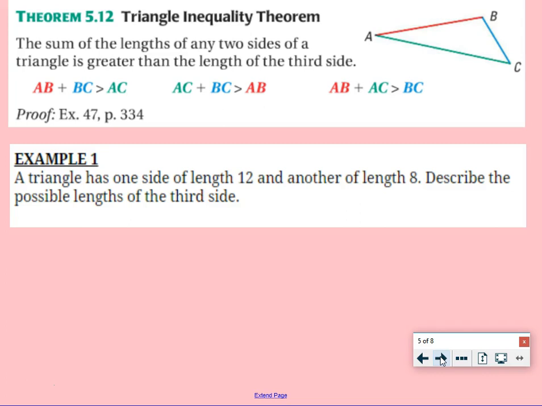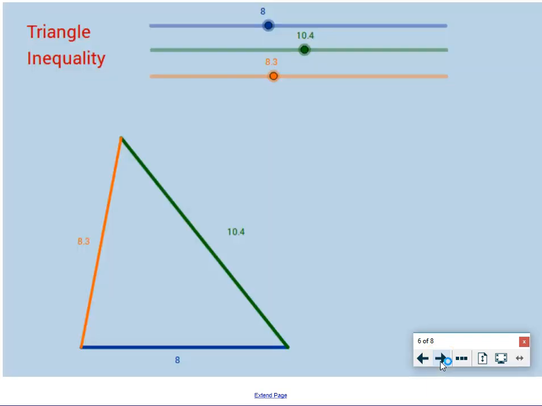Theorem 5.12, triangle inequality theorem. The sum of the lengths of any two sides of a triangle is greater than the length of the third side. So the sum of the two lengths has to be greater than the third side. Now, before we do our example, let's talk about why this is.